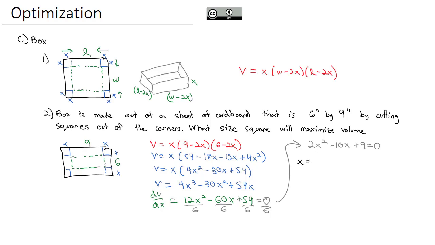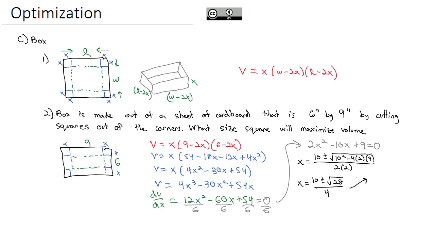I don't think that is going to factor, but that's OK because we have the quadratic formula: x is equal to the opposite of b, plus or minus the square root of b squared minus 4ac, all over 2a, to help us solve. When I do that, we get 10 plus or minus the square root of 100 minus 72, which is 28, over 4. So we've got a plus and we've got a minus.